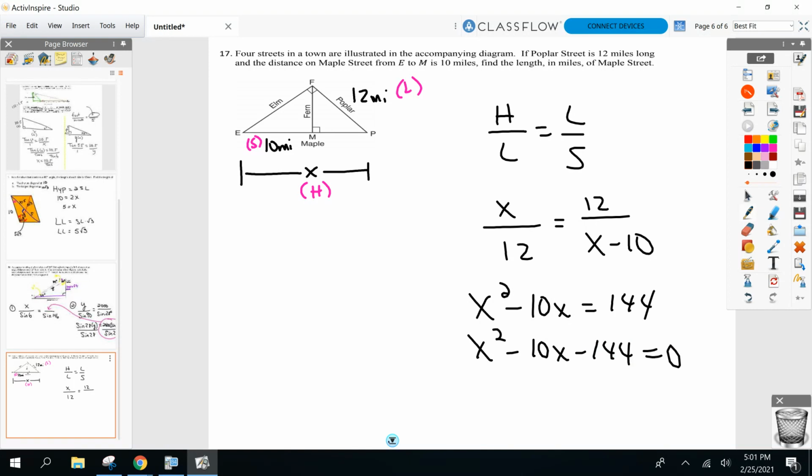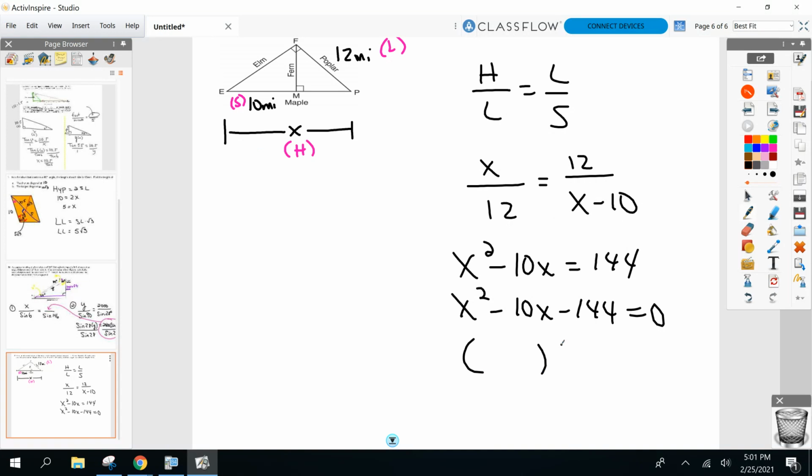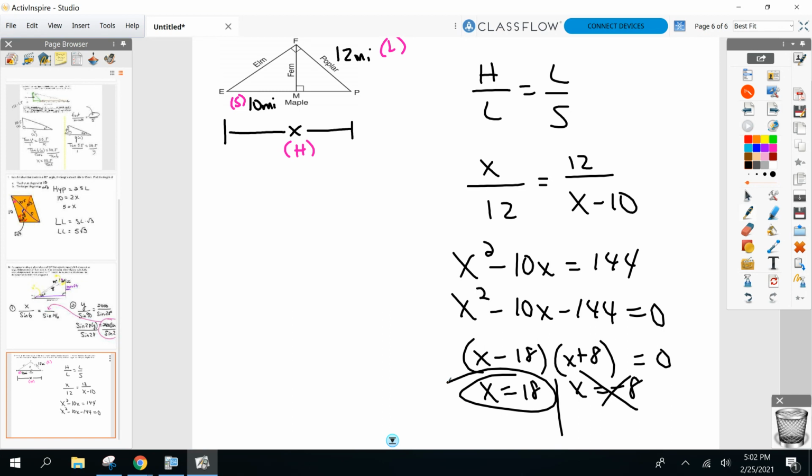And then you guys can play around with two numbers that multiply to 144 but add to 10. I think it's 18 and 8, if I remember this problem correctly. Minus 18 and plus 8. So you get x equals 18, x equals negative 8, but that's kind of foolish, right, to have a negative side length. So negative 8's gone. There it is, 18. Pretty good word problem right there.